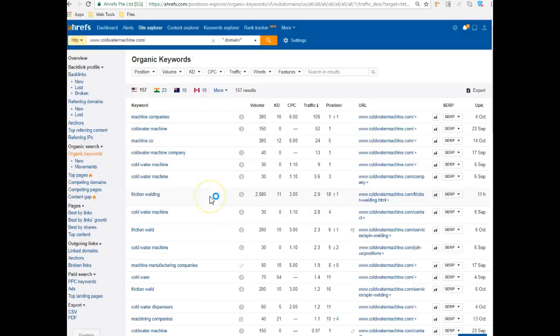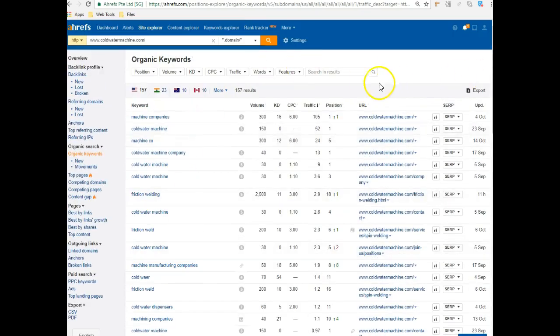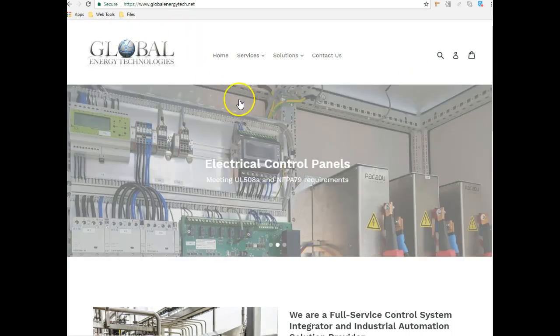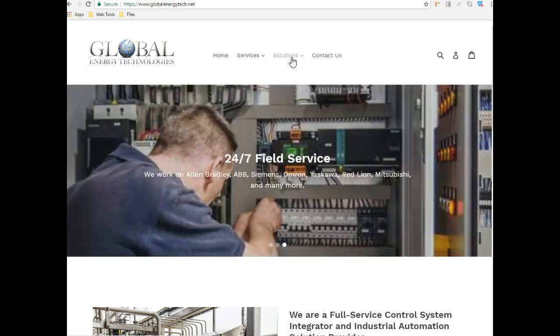I know that this one had a lot of generic ones: machine companies, cold water machine company, friction welding. I don't know what all applies to you at this point, but these are some of the ones that are bringing them traffic. These are the actual keywords that are bringing these people traffic. So I hope this was helpful to kind of identify where you guys are at, what your competitors are kind of doing, and what we need to do moving forward, with content and links, and getting you found for the right keywords.